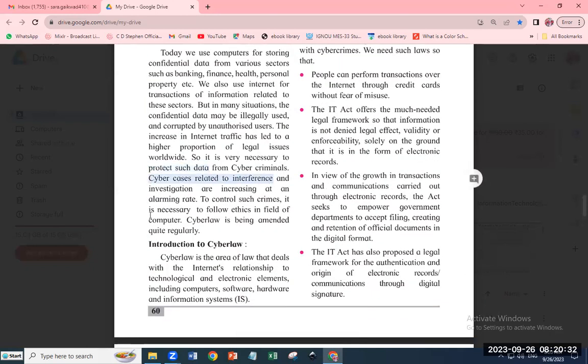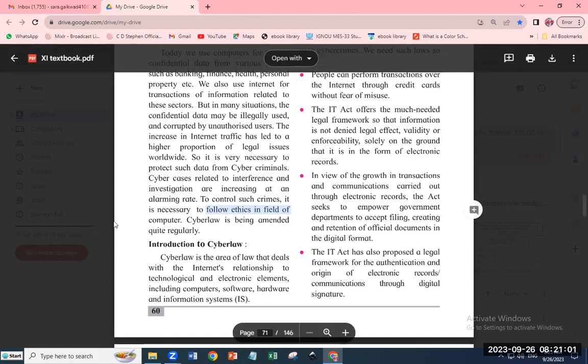Cyber cases related to interference and investigations are increasing at an alarming rate. So these cases are coming up daily. We have one or the other case which is being done using internet, right? That is what is cyber. To control such crimes, it is necessary to follow ethics in the field of computers. What you need to do, you need to enhance the ethics for crimes to lower down. Everyone should have certain ethics. What are those ethics? We'll be studying ahead.